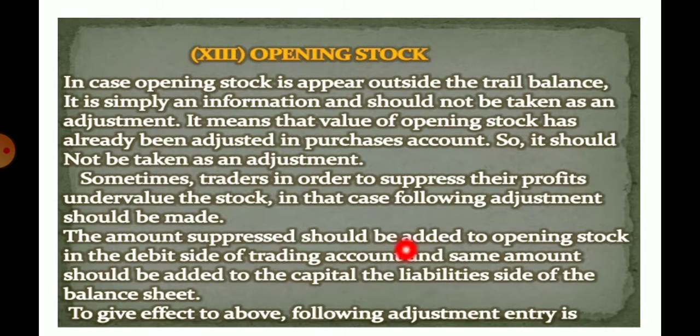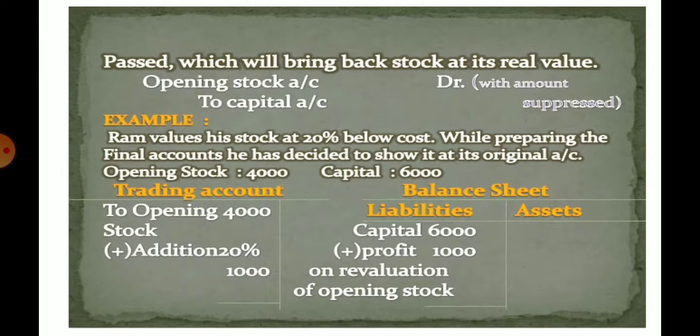Okay, capital, on the liability side of the balance sheet. To give effect to the above, the following adjustment is made: opening stock debit to the capital. For example, Ram values his stock at 20% below cost. While preparing the final account, he decided to show the original cost in the account. So opening stock will be 4,000 and capital is 6,000. So opening stock will be 4,000 and additional 20%, that is 1,000. Okay, and in the balance sheet, the profit will be added to the capital.